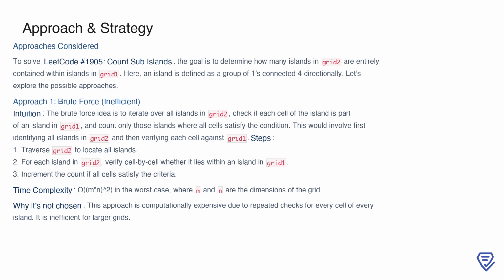The worst-case time complexity is O((m times n) squared), where m and n are the dimensions of the grid, because verifying each cell for every island involves repeated and redundant checks. This makes the brute force approach impractical for larger grids.